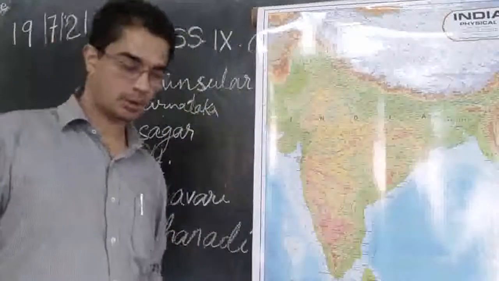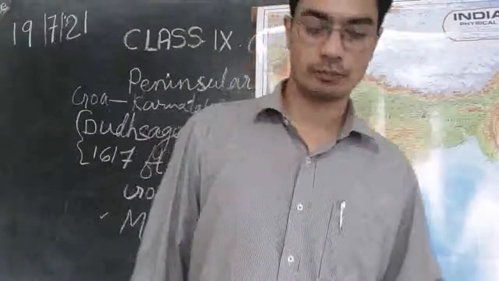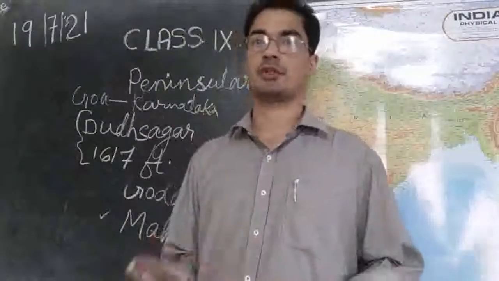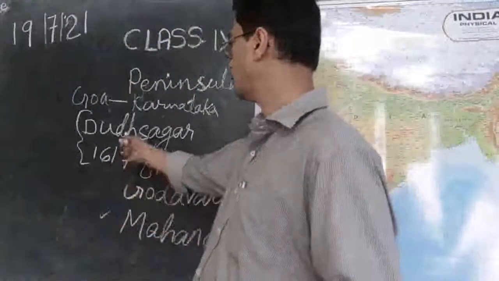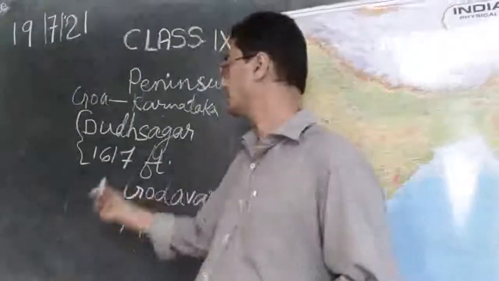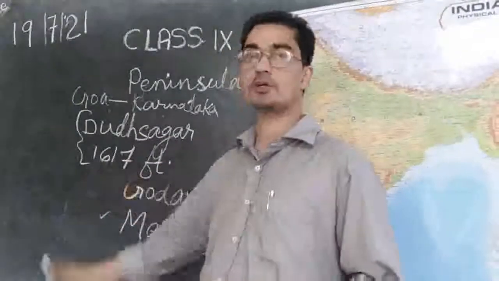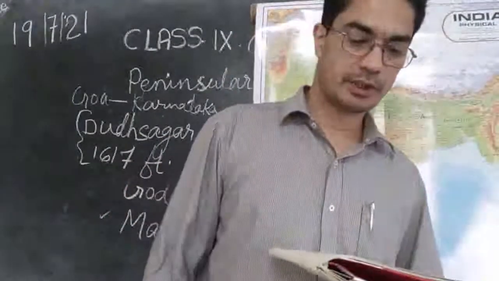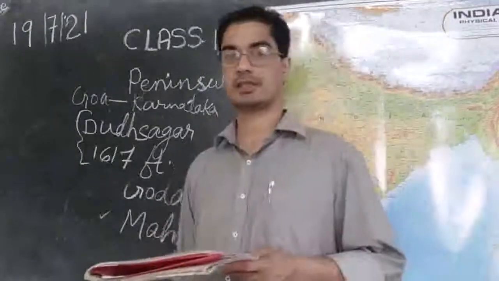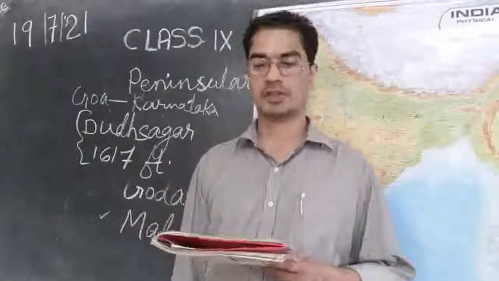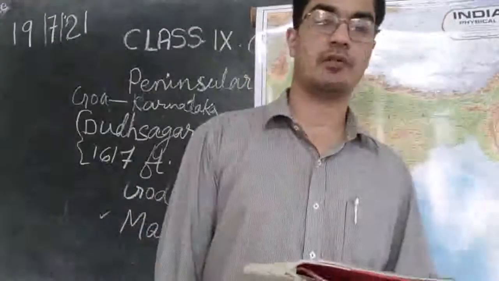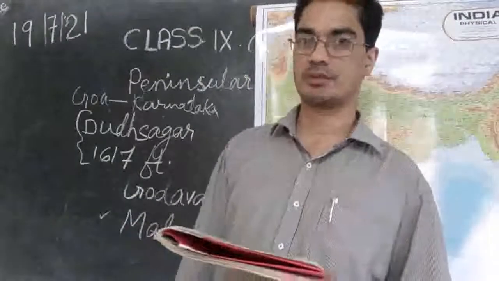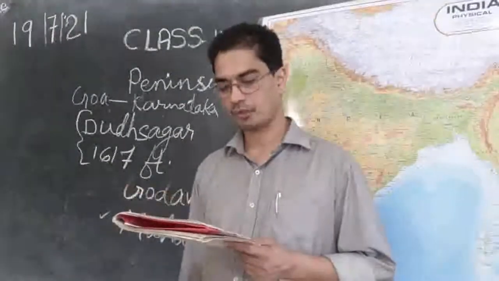So that is a location. So remember the name. The biggest waterfall in India is Dudh Sagar, which is falling from the height of 1617 feet. And which is the second biggest one? That is falling in the Kaveri river, that is called Sivasamudram project.